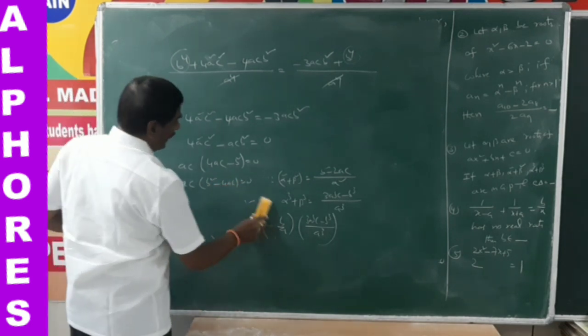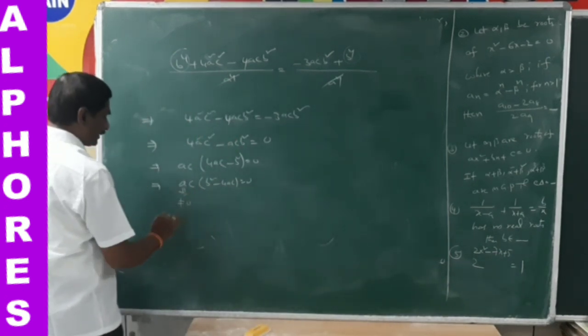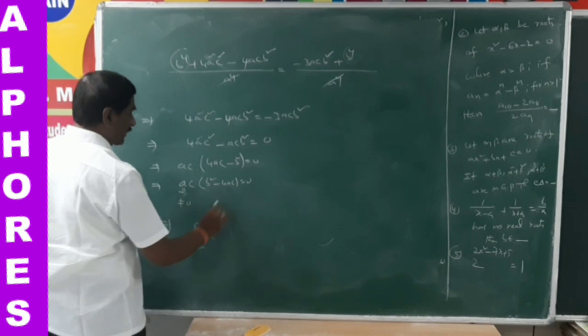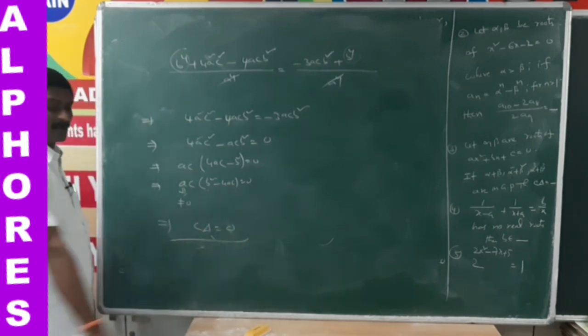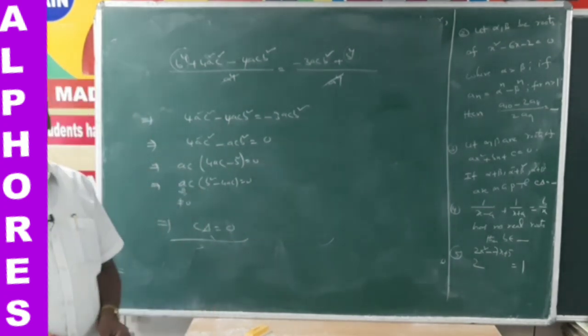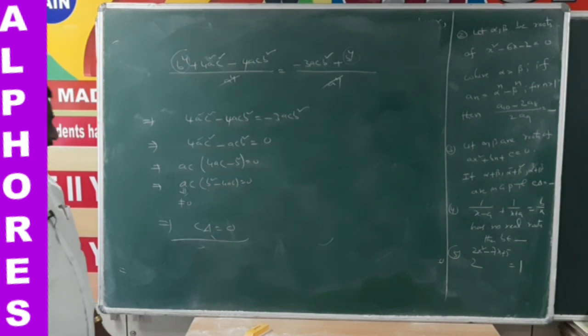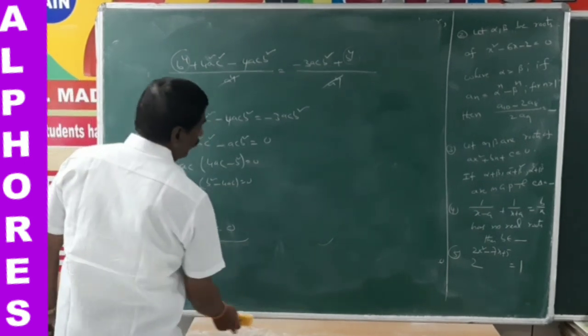Here in the quadratic equation, a is not equal to 0. This is always not equal to 0. That implies c into (b square minus 4ac), which means delta. c into delta is equal to 0. So the required value is c delta. So final answer: c delta is equal to 0. Okay. Next, fourth one.